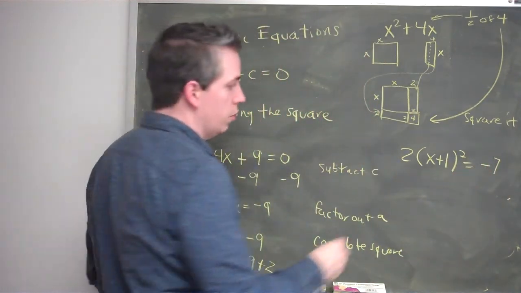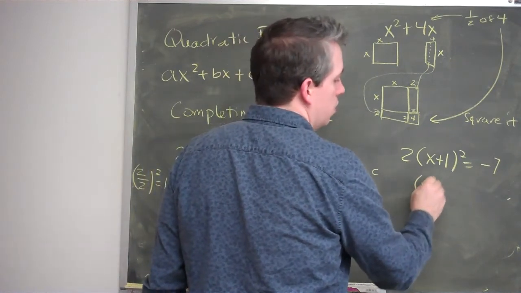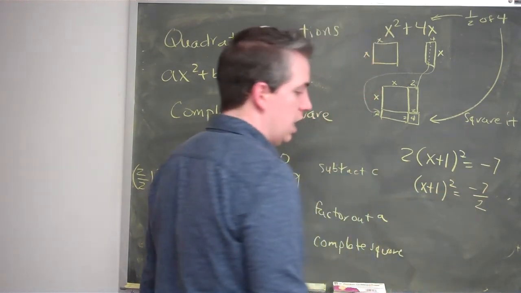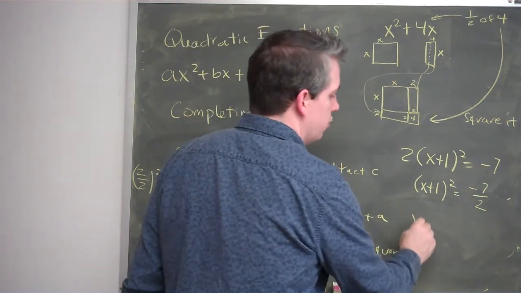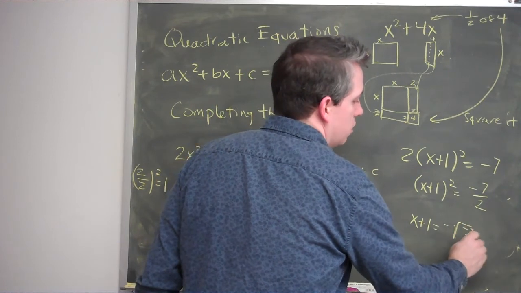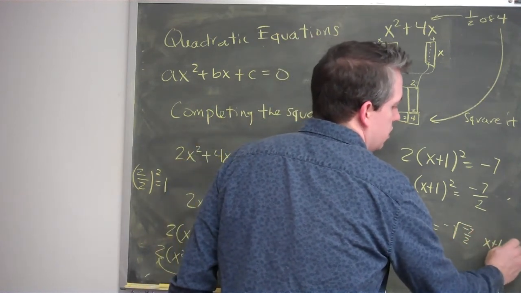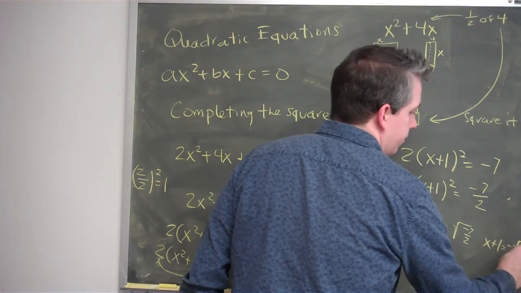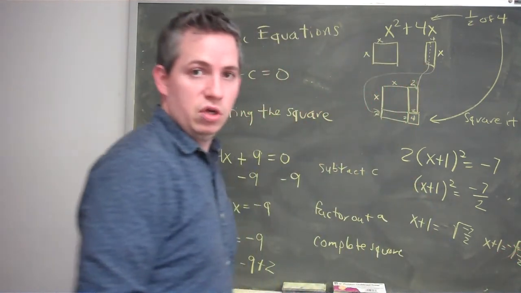Now I can divide by 2 on both sides. So I get x plus 1 squared is equal to negative 7 halves. And now I can use the principle of square roots to say that x plus 1 is equal to the square root of negative 7 halves, or x plus 1 is equal to the negative square root of that. And then I can finish solving.